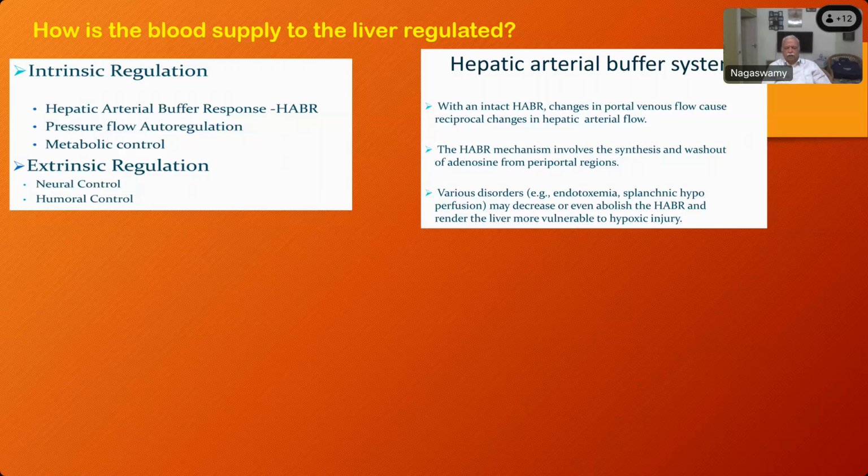On the contrary, if there is a decrease in flow in the portal vein because of slight hypovolemia, then, if there is an intact sympathetic system, the hepatic artery will dilate, increase its flow and compensate for that. So this is what is called the arterial buffer. The hepatic artery only buffers a decrease in portal vein flow. It is not a portal venous buffer system. It is the hepatic arterial buffer system.